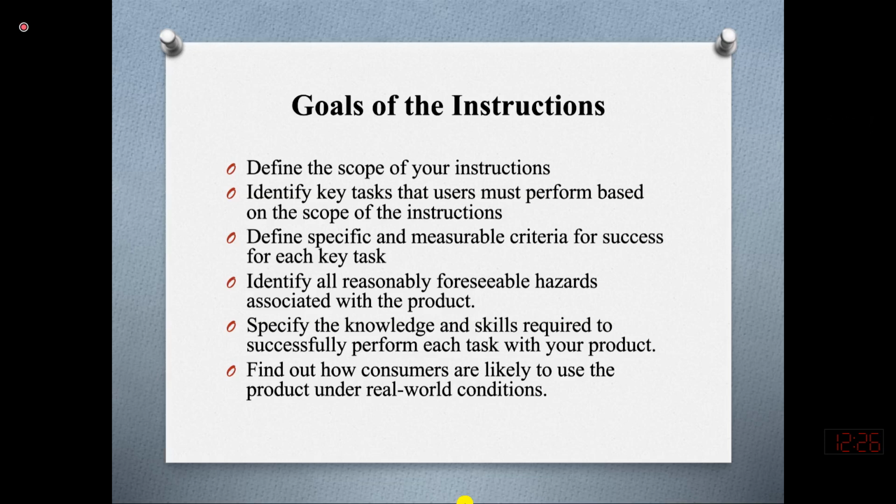Anyways, the first step is, while determining your goal, define the scope of your instructions, identify key tasks that the user must perform based on the scope of the instructions, define specific and measurable criteria for success for each task, identify all reasonably foreseeable hazards, the things which could happen in unfortunate circumstances, which could be attached with the product. So we have to mention those things also.